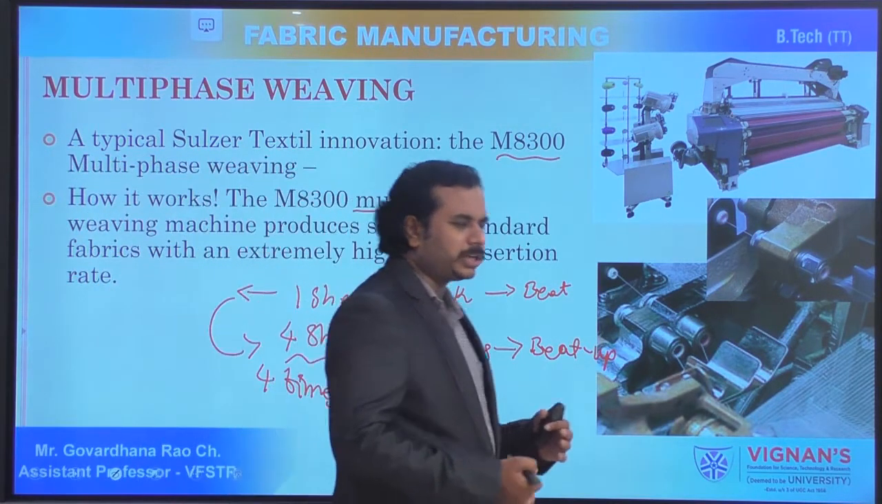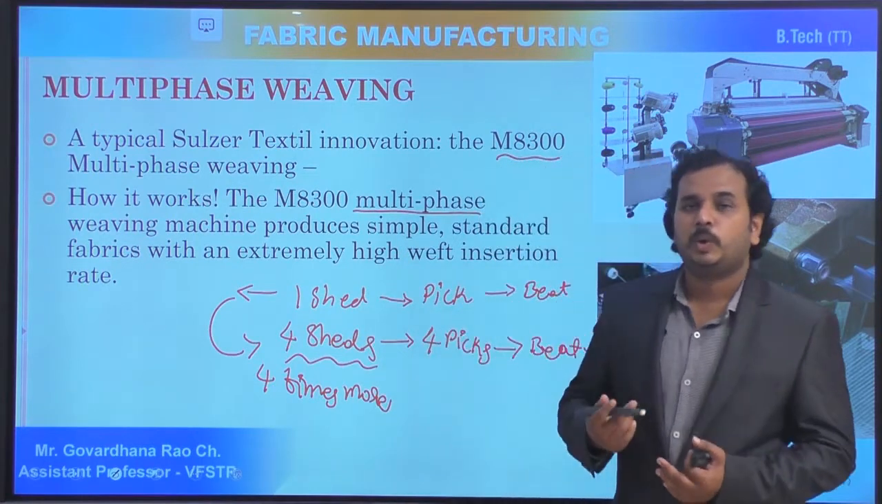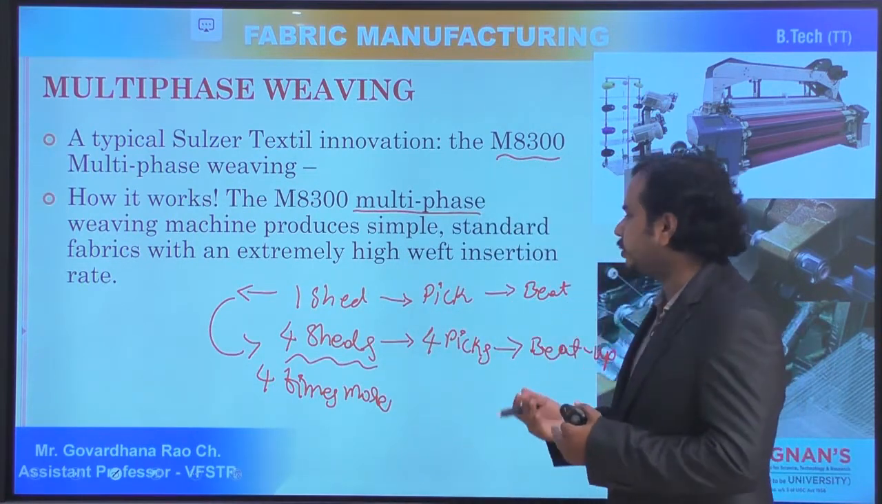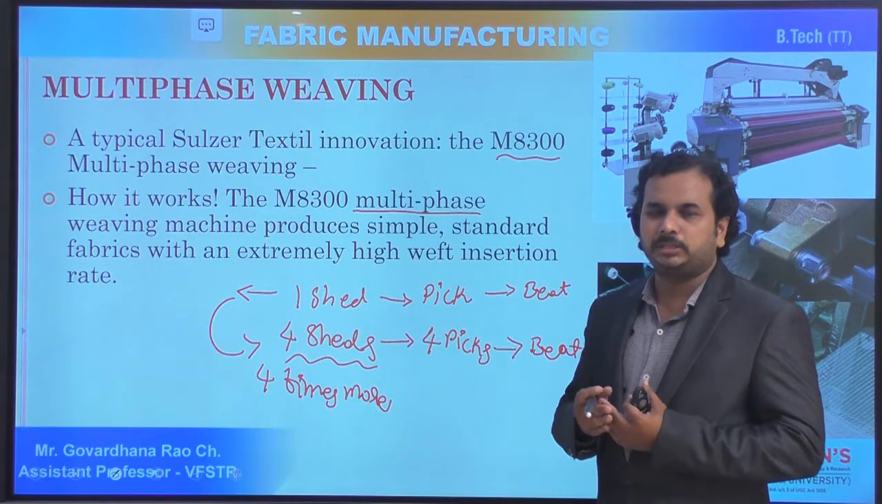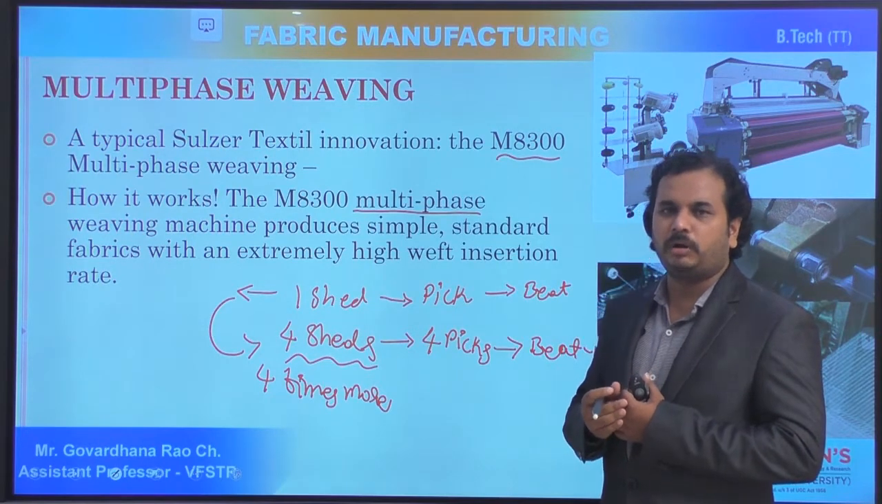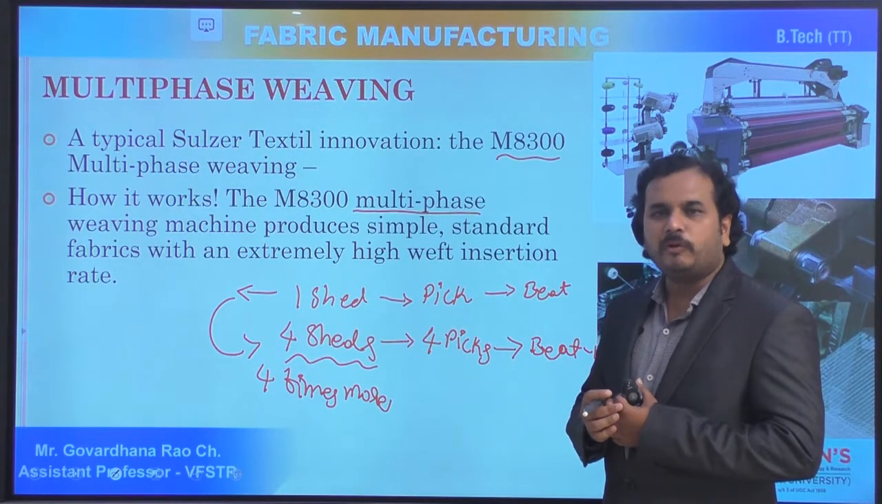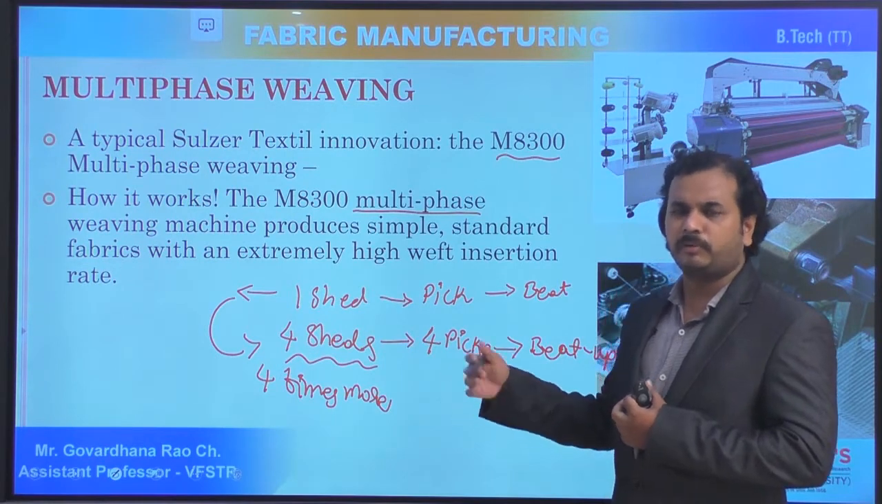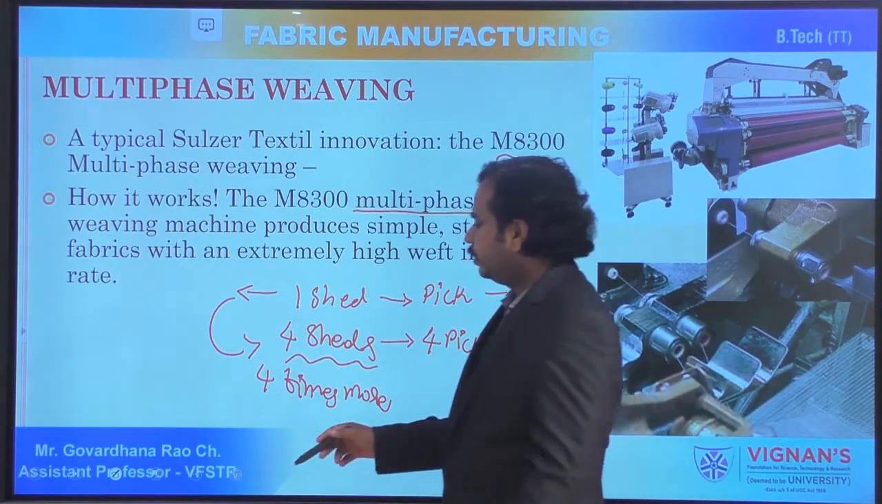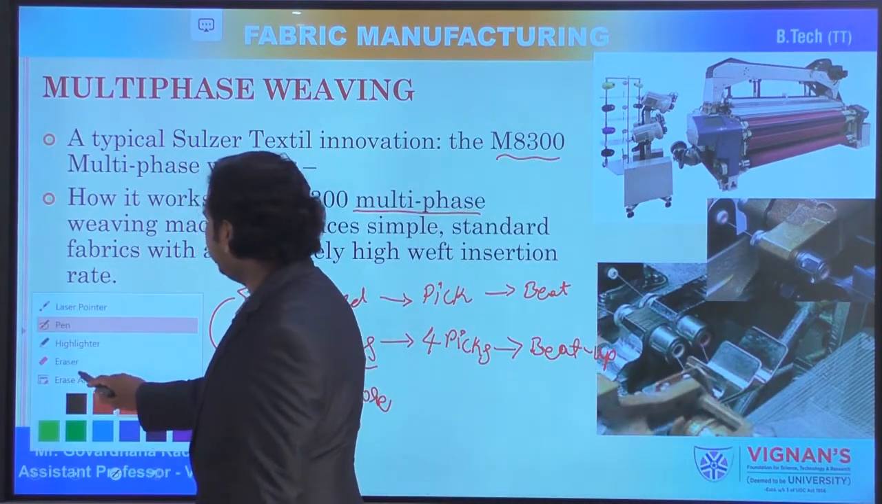So now, in case of multiphase weaving machines, what is the picking mechanism? What is the beat up mechanism? What are the elements which are involved in the woven fabric manufacturing process? One by one we will discuss. Okay. So that is the basic difference.